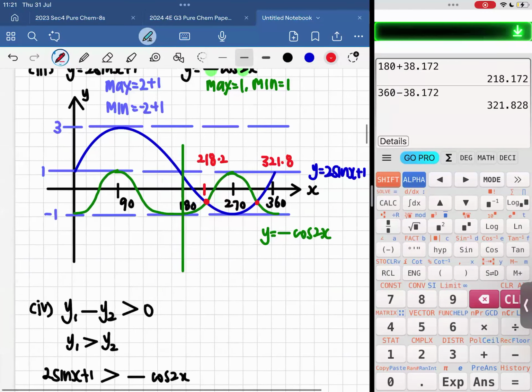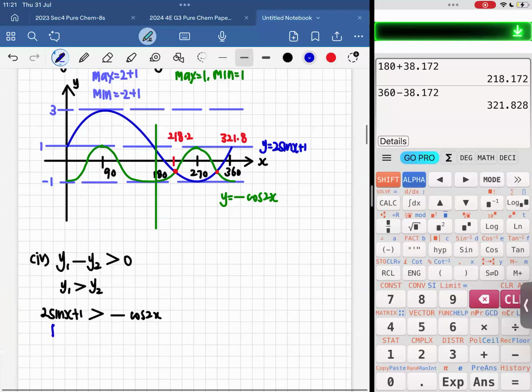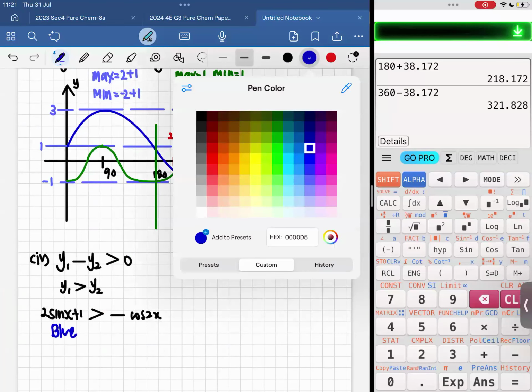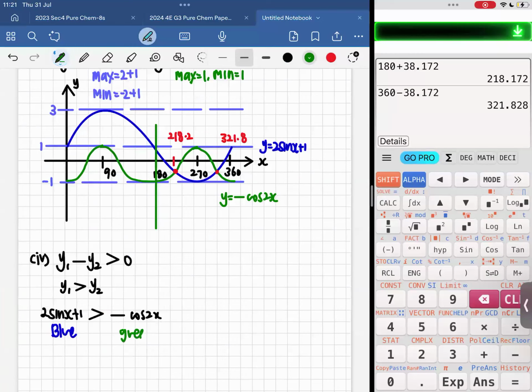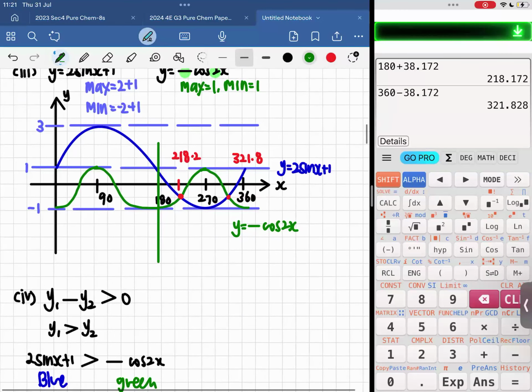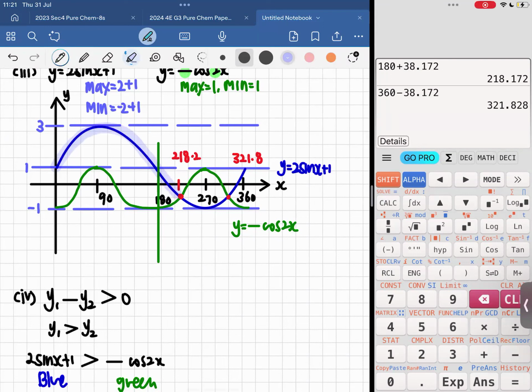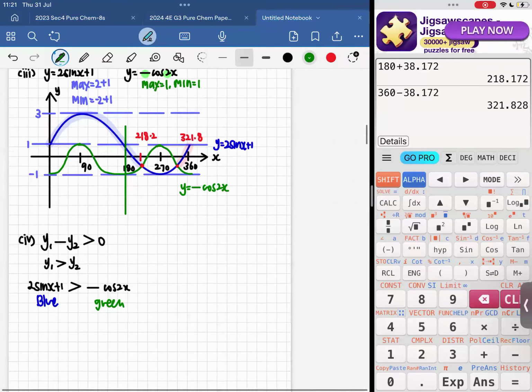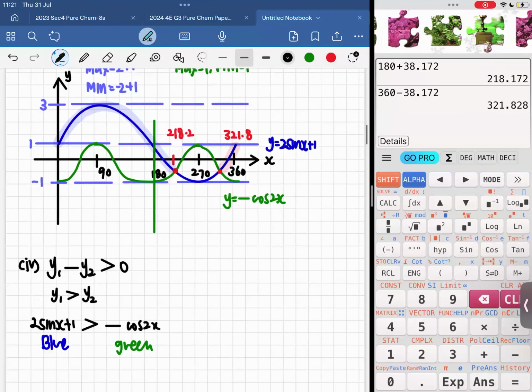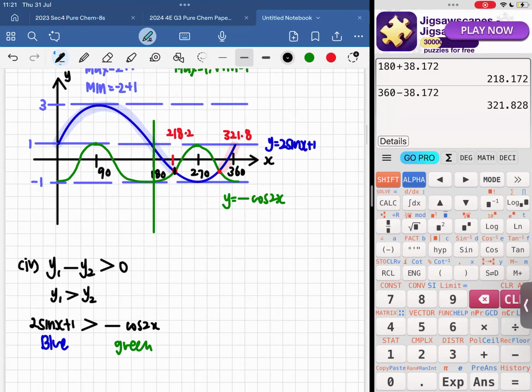So what we want is the blue graph to be higher than the green graph. Let's see where is that, okay? So from here to here, your blue graph is higher all the way until here. Then from here to here, your blue graph is higher. So we're just going to state the range. What I want you to see is that this part here, blue is not higher, it's equal, okay?